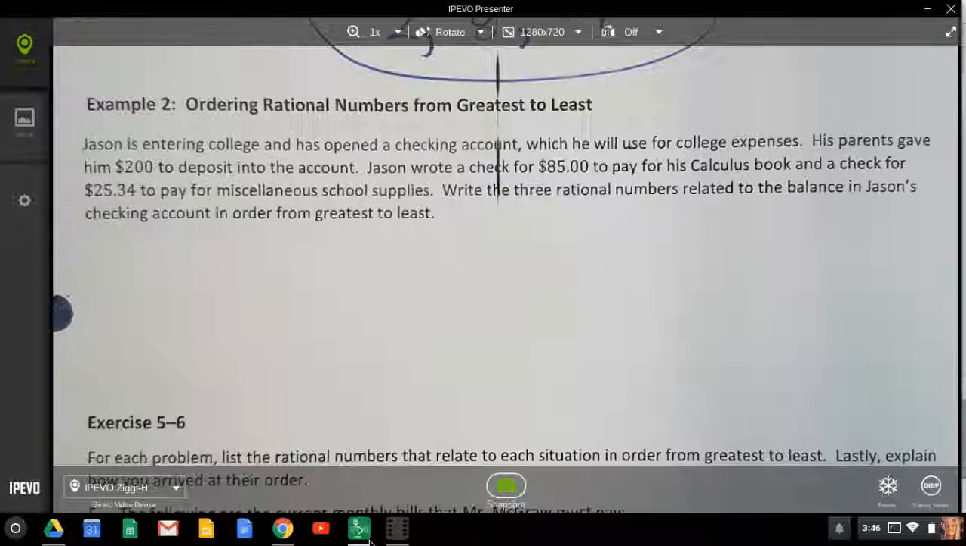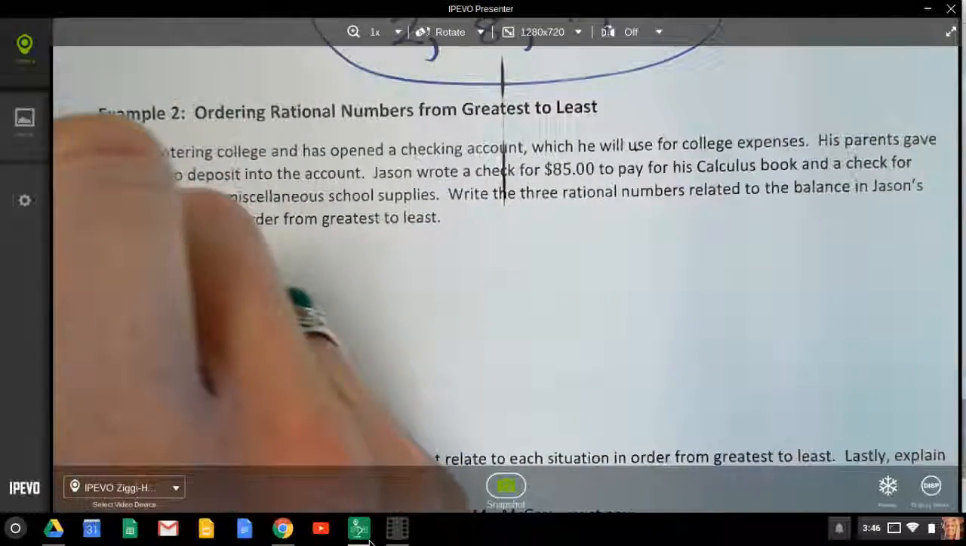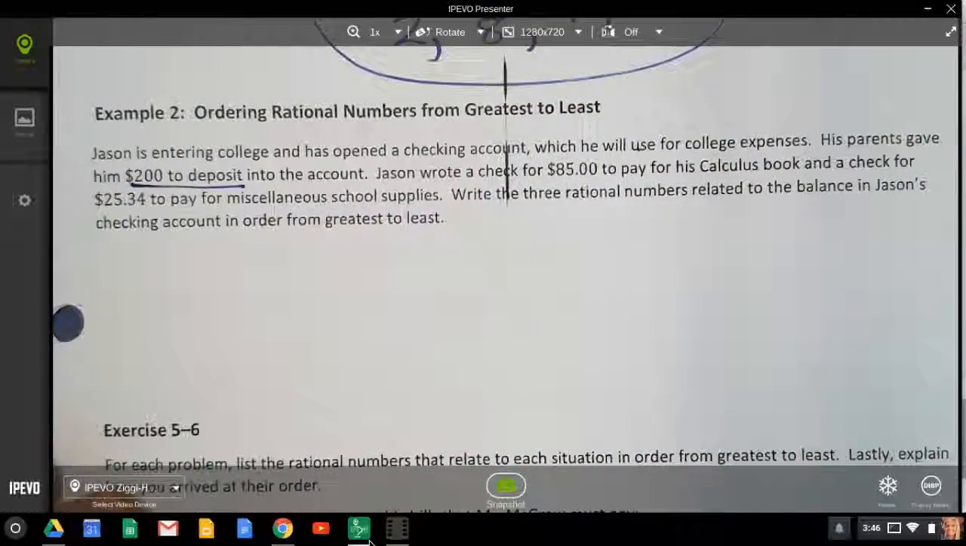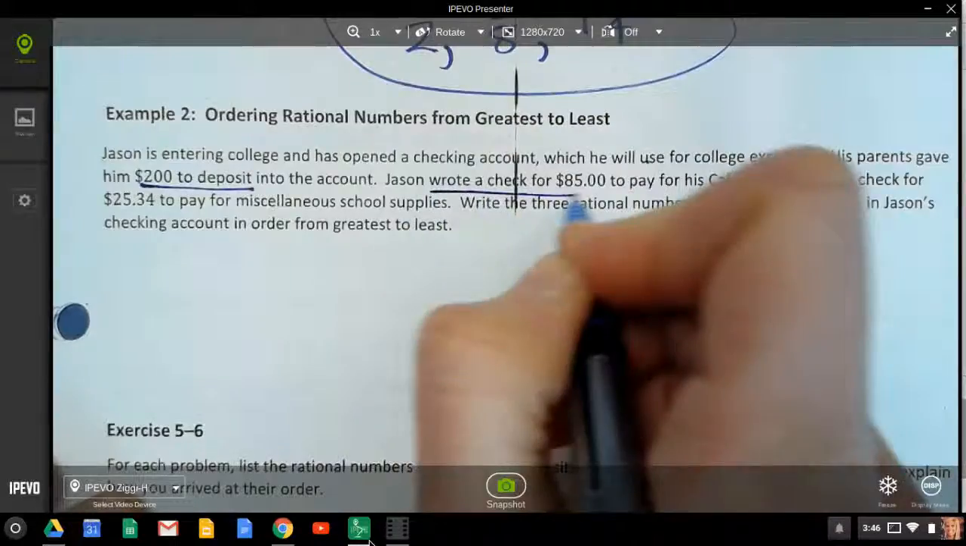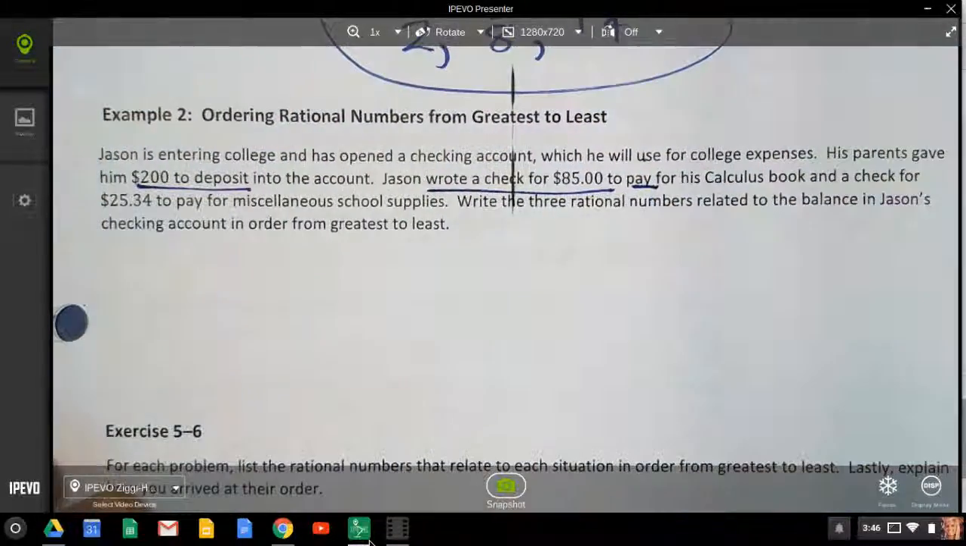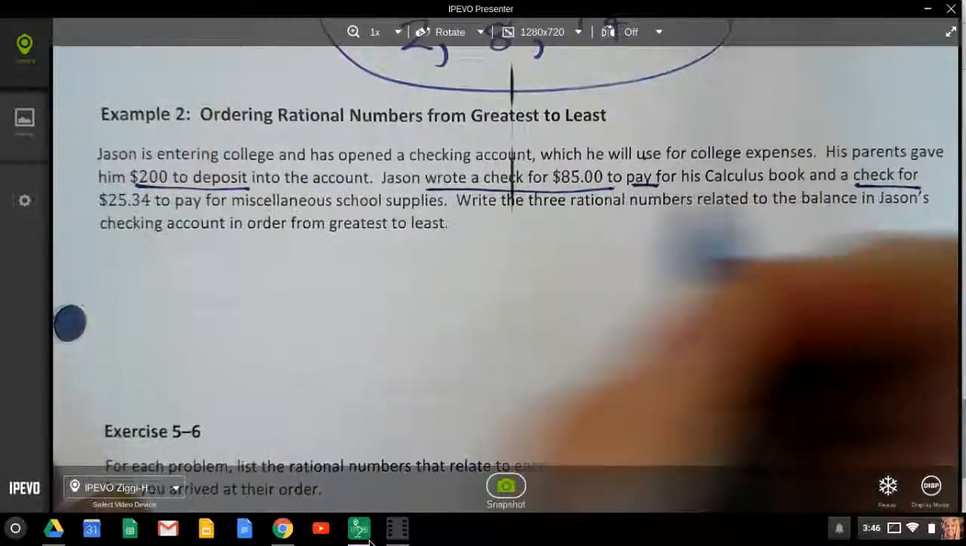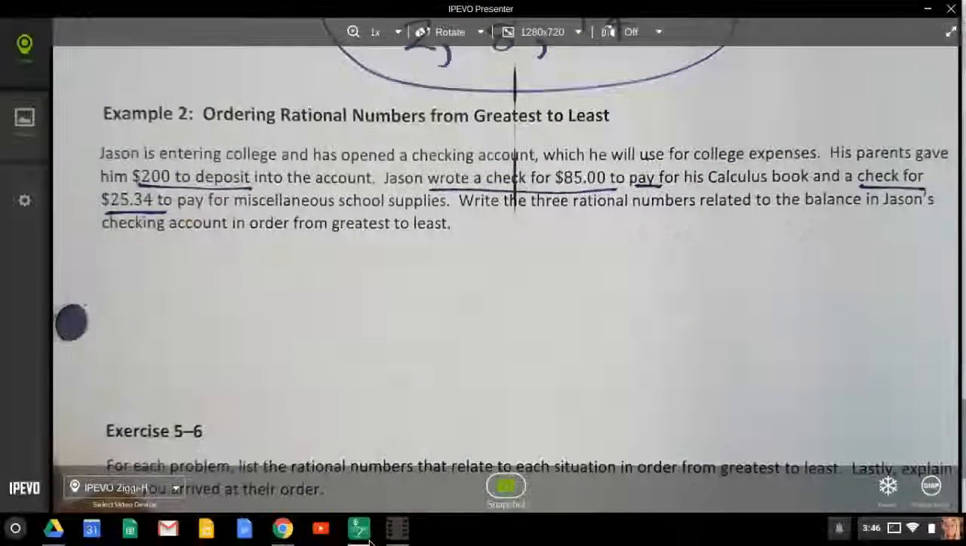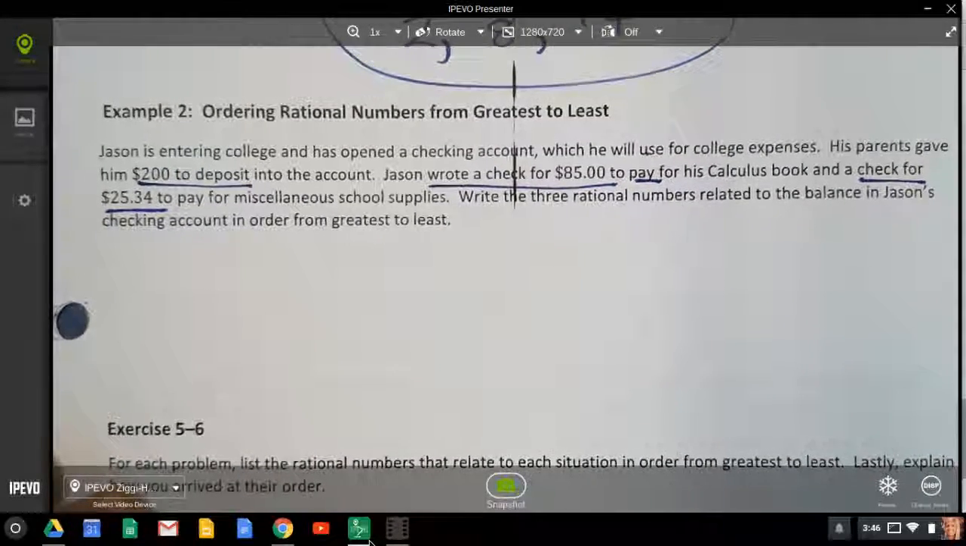Jason is entering college and has opened a checking account which he will use for his college expenses. His parents gave him $200 to deposit into the account. Jason wrote a check for $85 to pay for his calculus book and a check for $25.34 to pay for miscellaneous school supplies. Write the three rational numbers related to the balance in Jason's checking account in order from greatest to least.